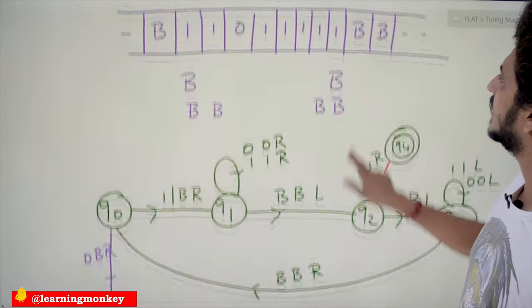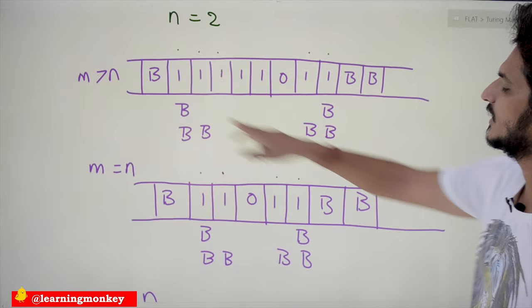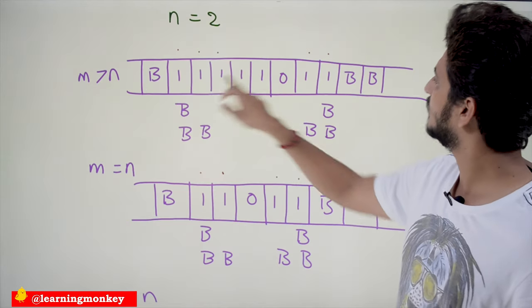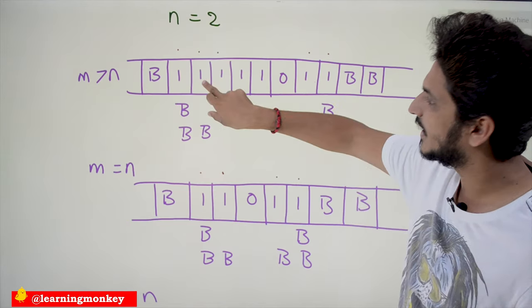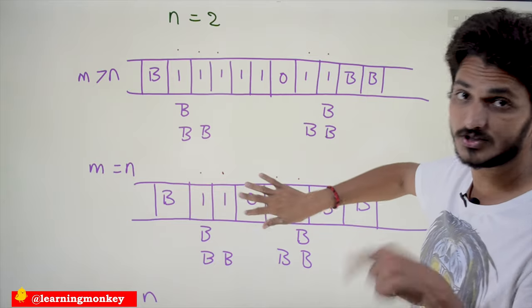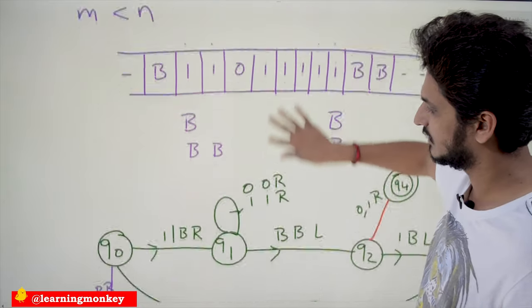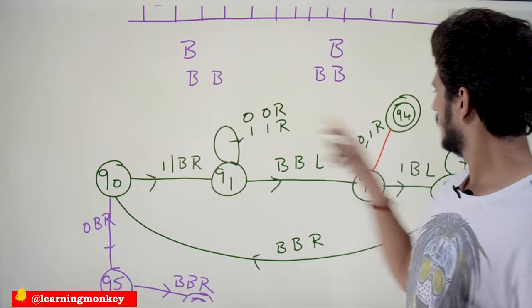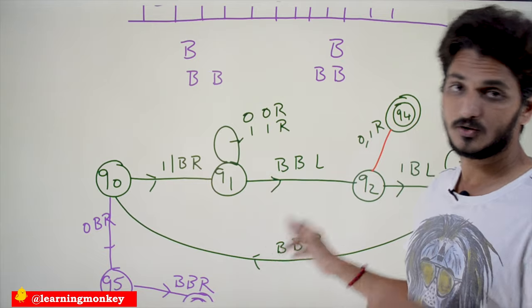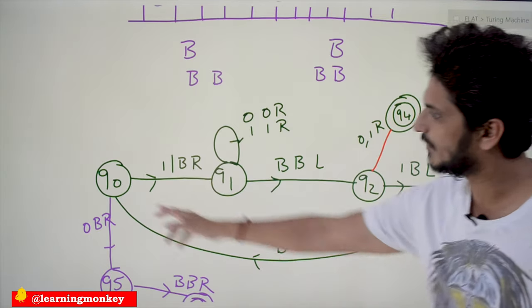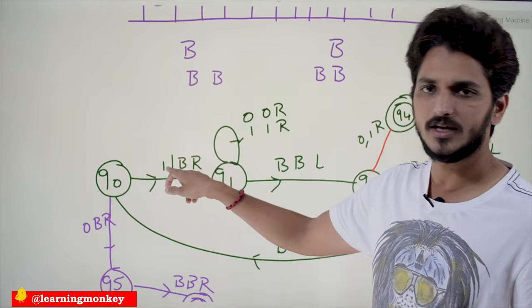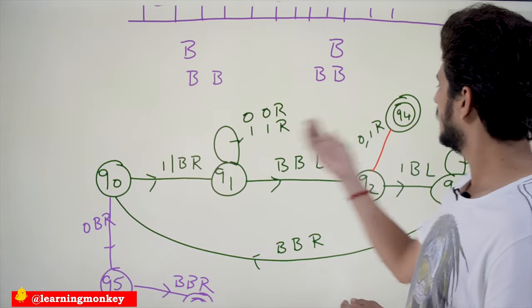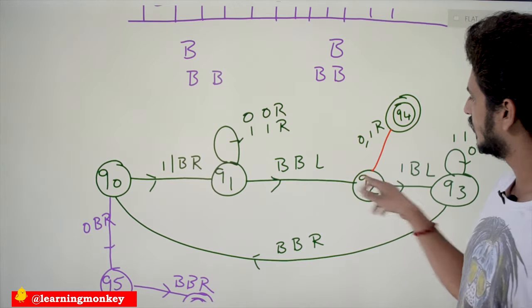So let's take the conditions of m greater than n again. Convert blank, convert blank, convert blank, convert blank. We come again back, means we are in Q naught state. After converting 2 ones on the left hand side and 2 ones on the right hand side, we come back. But we had seen 1 here on the left hand side. We move to the Q1 state and move till the end. Whenever you found blank, we'll go to Q2 state.